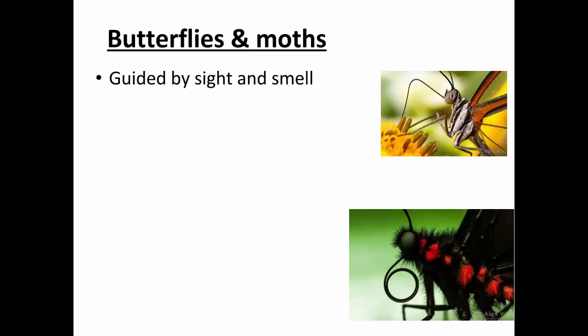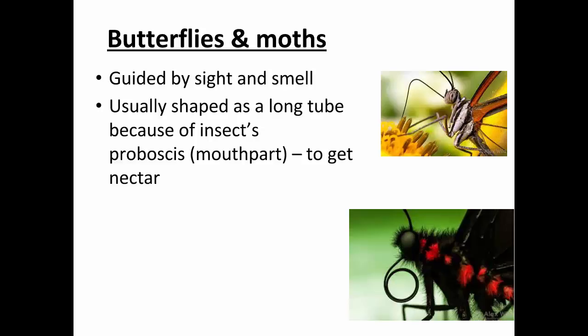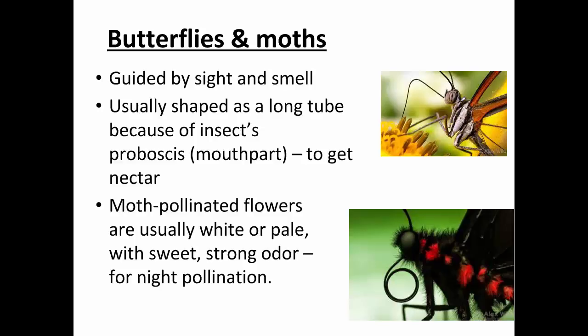Other insect pollinators include butterflies and moths, which have a long proboscis that reaches into flowers to gather nectar. If it's a moth that's the pollinator for a plant, usually the flowers are light in color or white, and might have a strong odor because they're pollinated at night by moths.